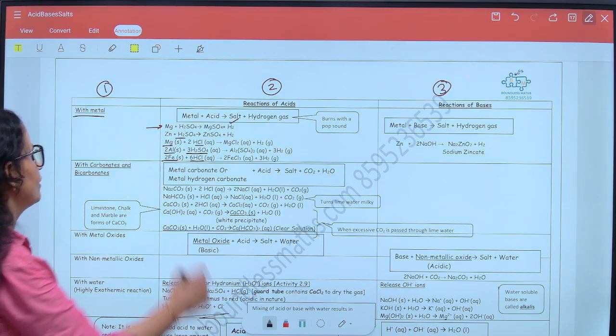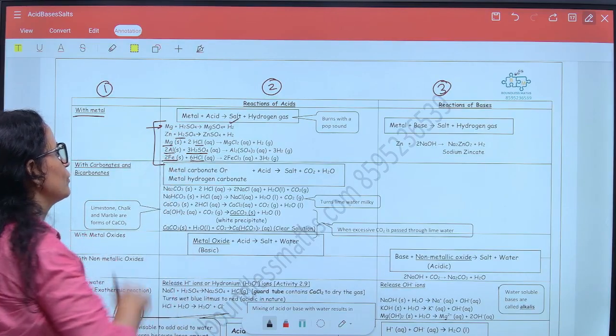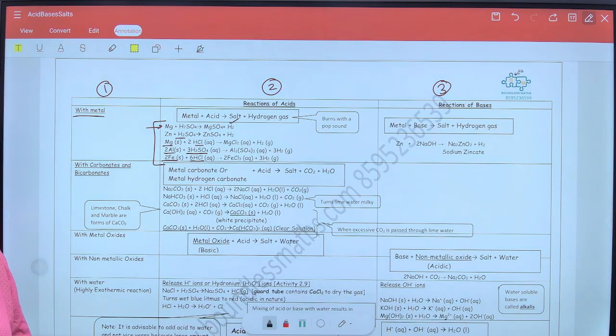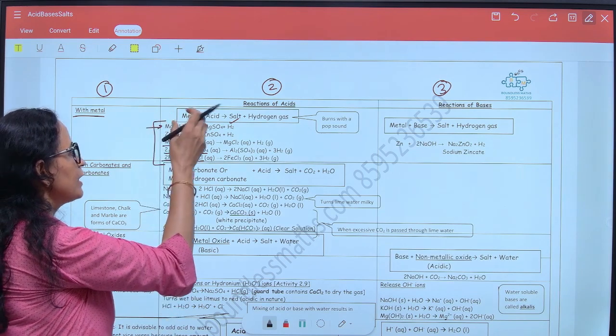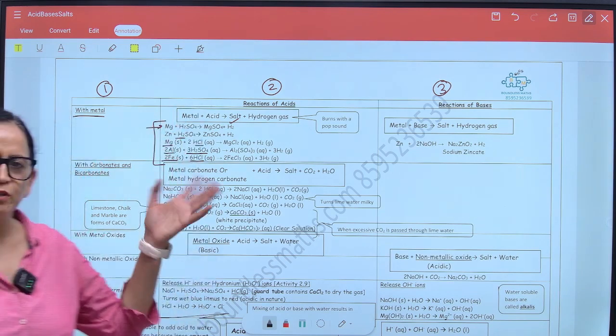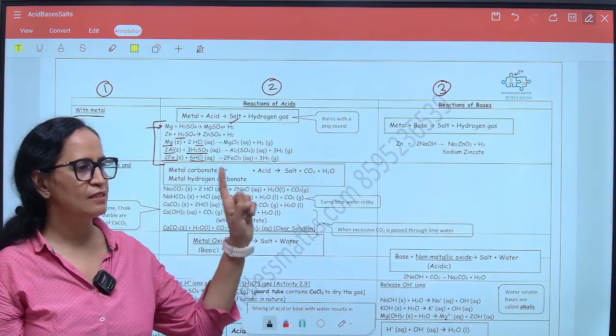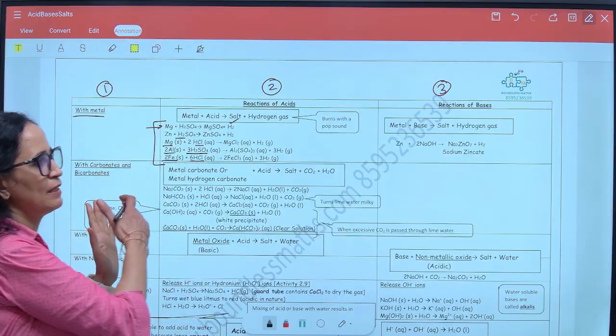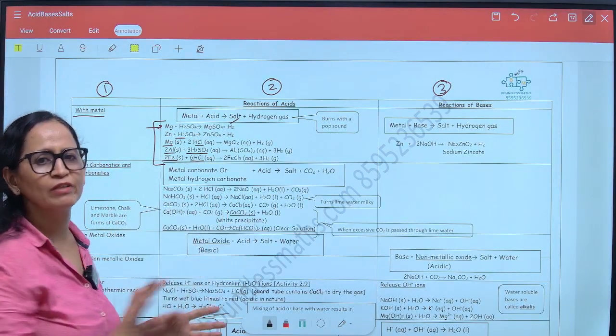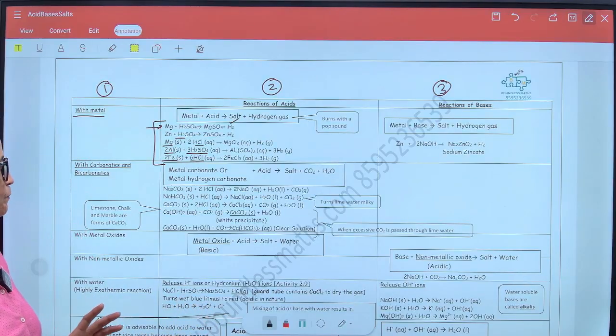Another thing to note here is, I've shown just a few metals and a few acids. But you can get a question where you need to write a reaction between any metal and any of the acids. Commonly used acids are only three: HCl, H2SO4, HNO3. Metals could be any of them. So any metal combined with any acid, so any kind of reaction can be there in your questions.